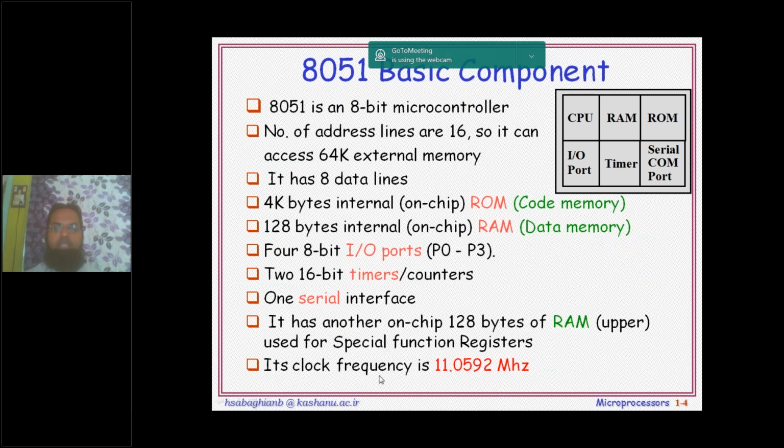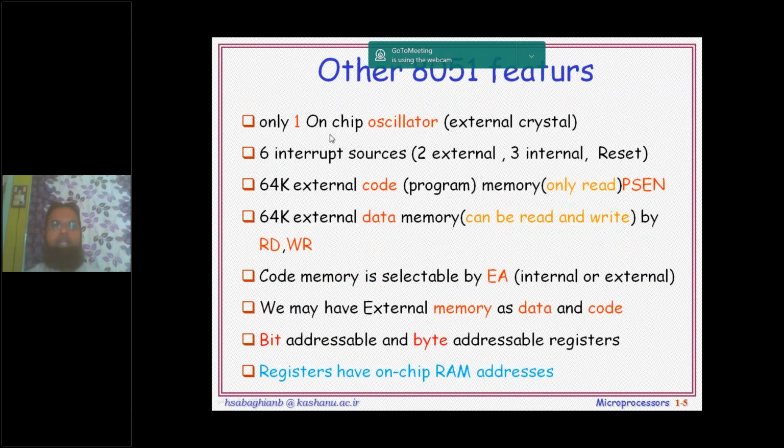And the exact clock frequency of 8051 is 11.0592 megahertz. We can take this approximately as 12 megahertz also. And this 8051 also consists of the oscillator circuit, so there is no need to connect an oscillator circuit external to the 8051. It is available on the chip. But what we need to do is connect a crystal external to the 8051 in order to excite this oscillator. And this 8051 supports 6 interrupt sources, 2 from the external interrupts, 3 are internal, and 1 is the reset interrupt.